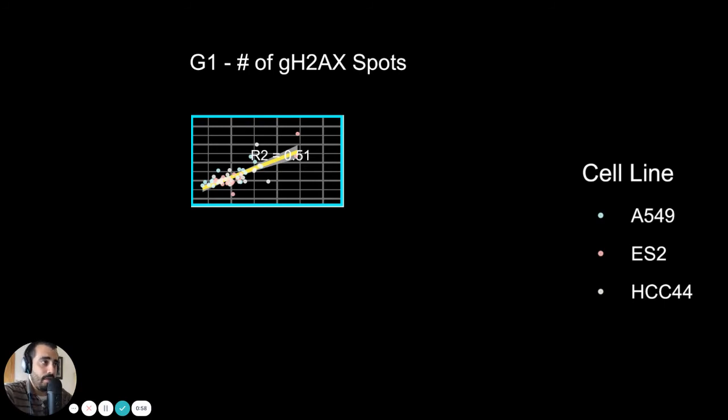So we have this phenotype, the specific phenotype that we're interested in here, which is the number of gamma H2AX spots in G1 cells, or the amount of DNA damage that exists in cells that are in the G1 cell cycle stage. And these points here represent individual perturbations from three different cell lines, A549, ES2, and HCC44. And R squared represents the performance of the model. So when I say performance, I mean comparing the predicted output from the model to the ground truth readouts.